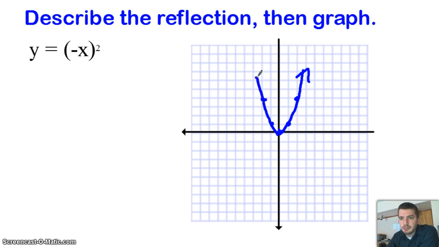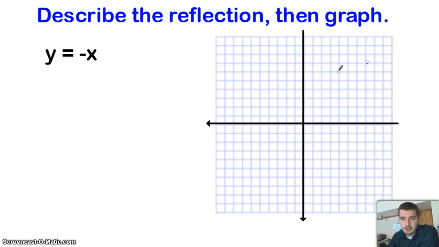Last one real fast. Okay, you see y equals a negative x. Again, the parent is going to look like that. Okay, and I'm going to flip it over. I'll do it in red real fast. It's going to look just like that.